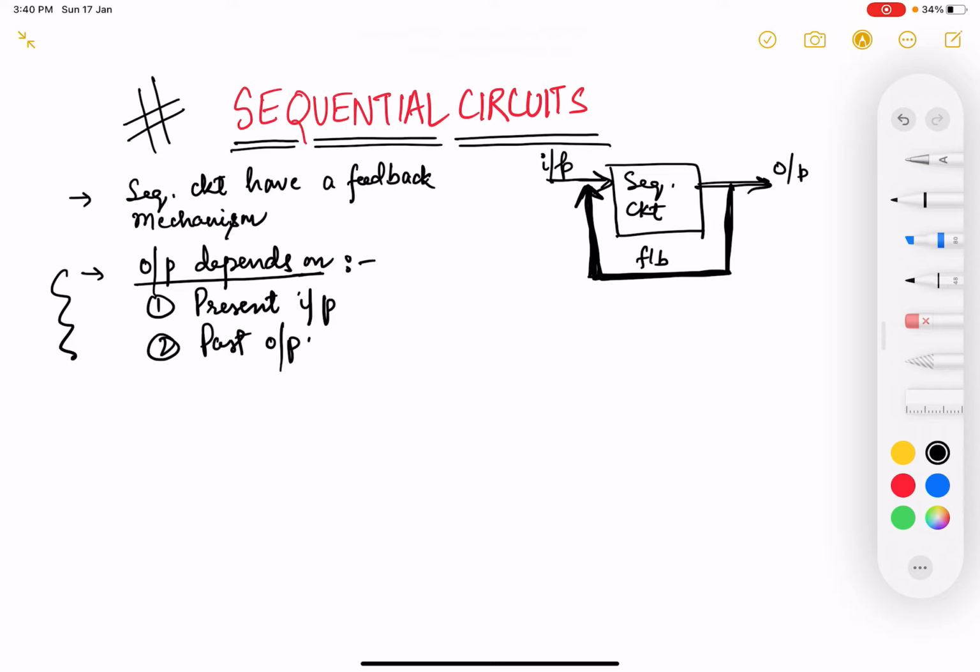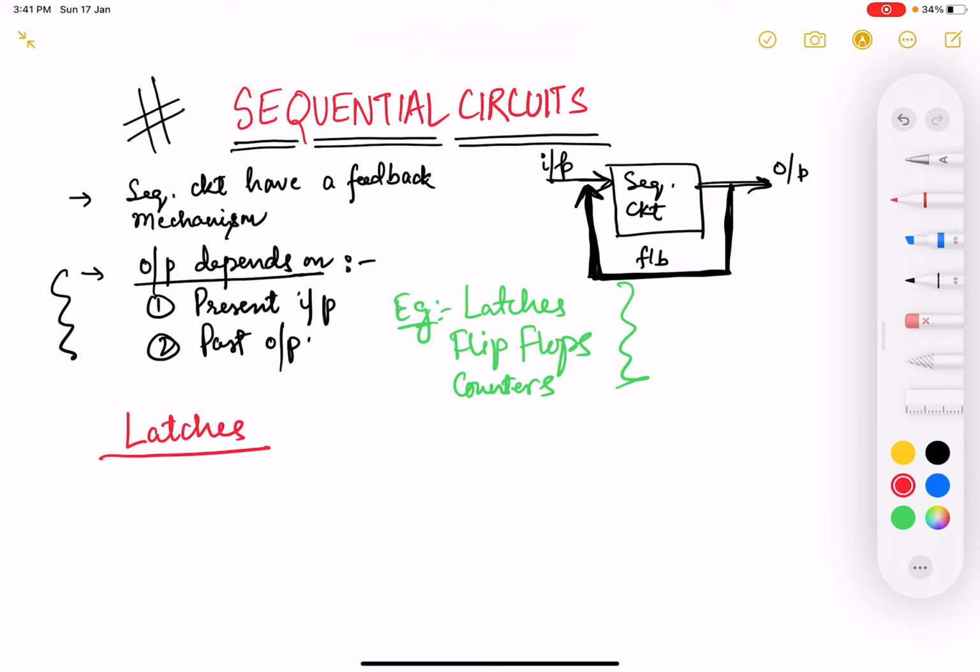Furthermore, most sequential circuits involve a clock, whereas the clock is not present in combinational circuits. Let us see a few examples of sequential circuits. We have latches, we have flip-flops, and we have counters. These are a few examples of the basic sequential circuits. Let's get started with the latches.